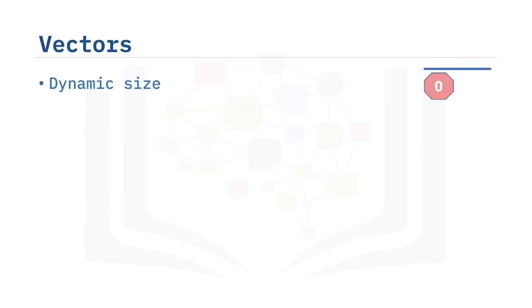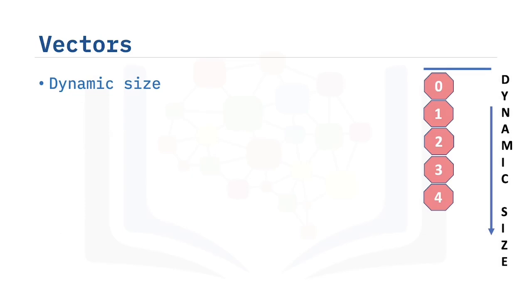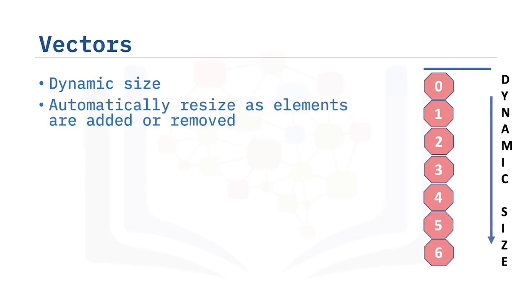In contrast to arrays that have a fixed size, vectors have a dynamic size, and they will automatically resize themselves as you add elements to them or remove elements from them. For this reason, you may also see them referred to as dynamic arrays.